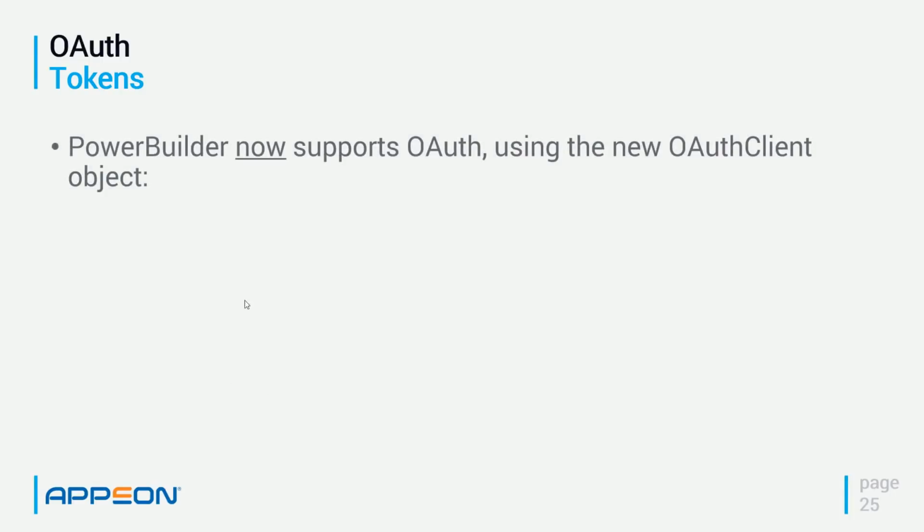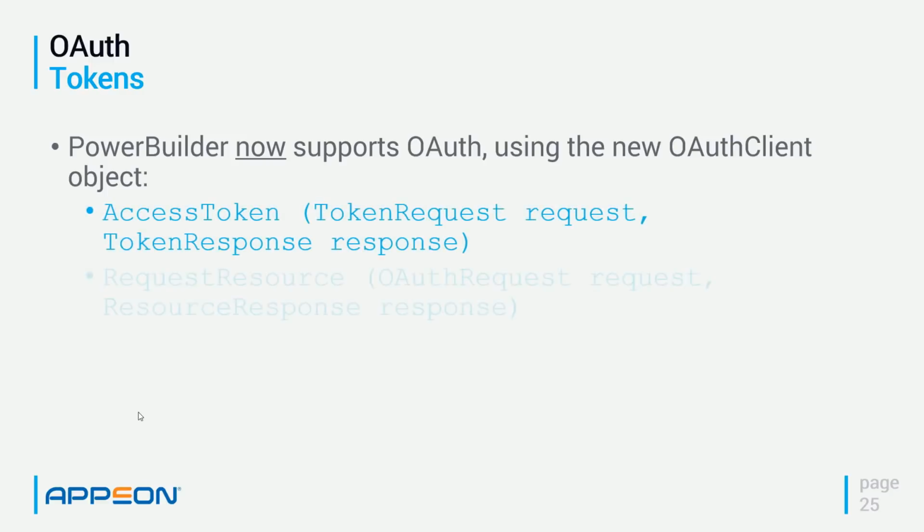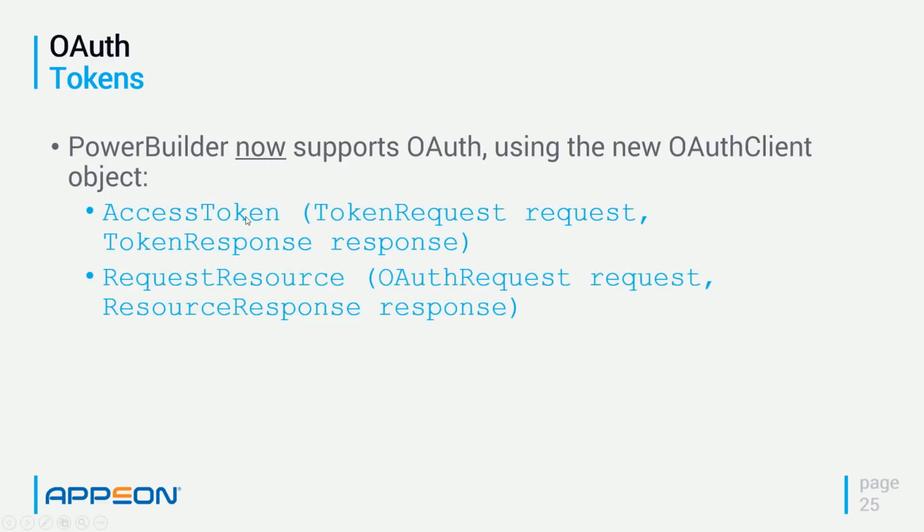And let's look at OAuth. Now what OAuth is, it's pretty much the standard for doing authentication for REST web services. And so it's now supported through an OAuth client object, which is a new object. The REST client and HTTP client objects that were introduced in R2 have also been updated to support this as well. So for the OAuth client, the methods are access token and resource request.